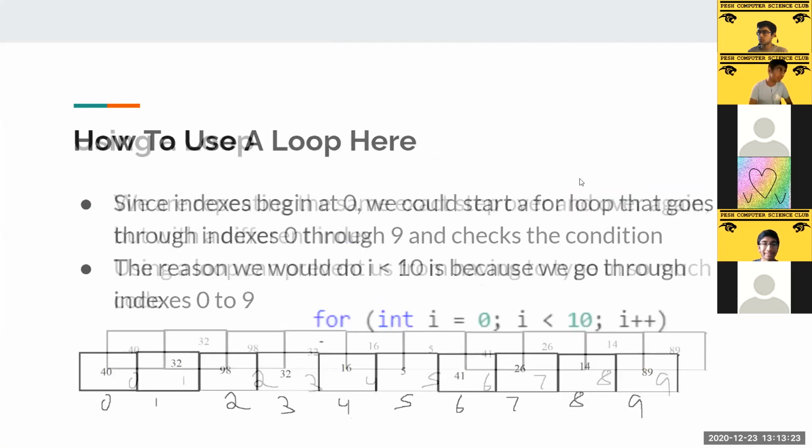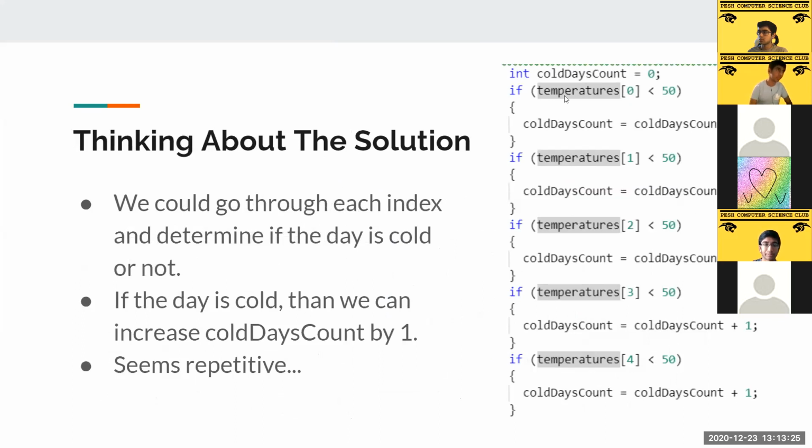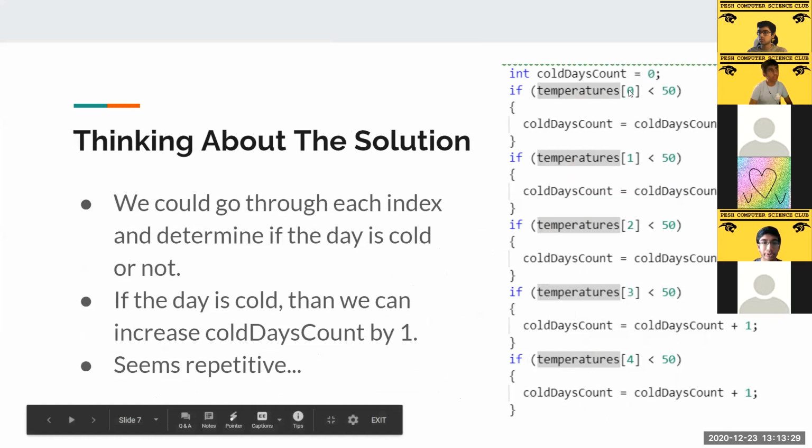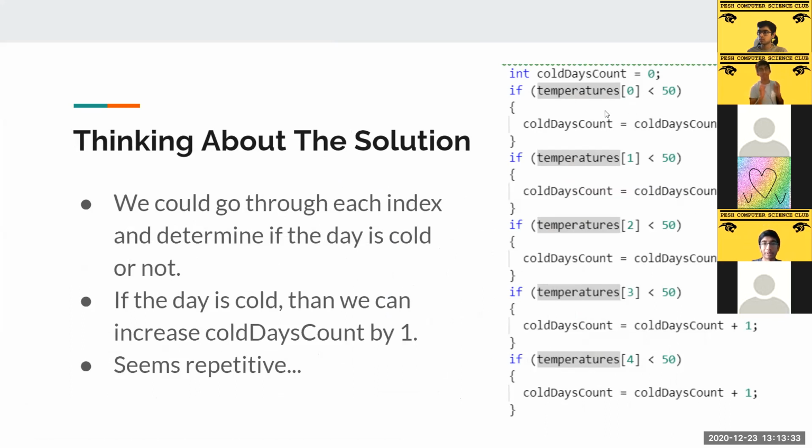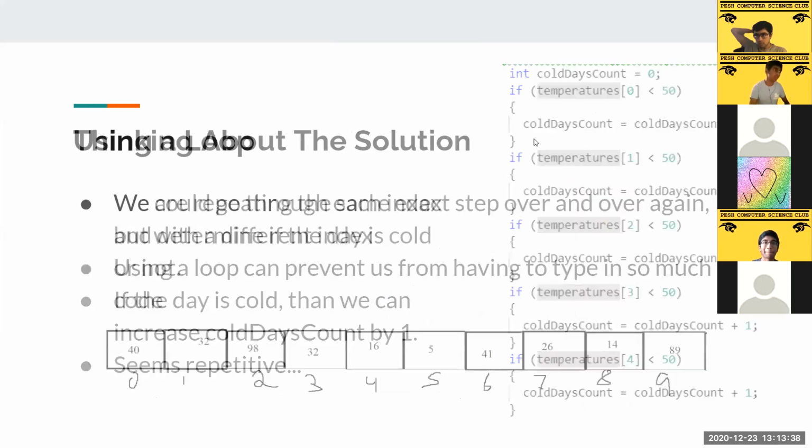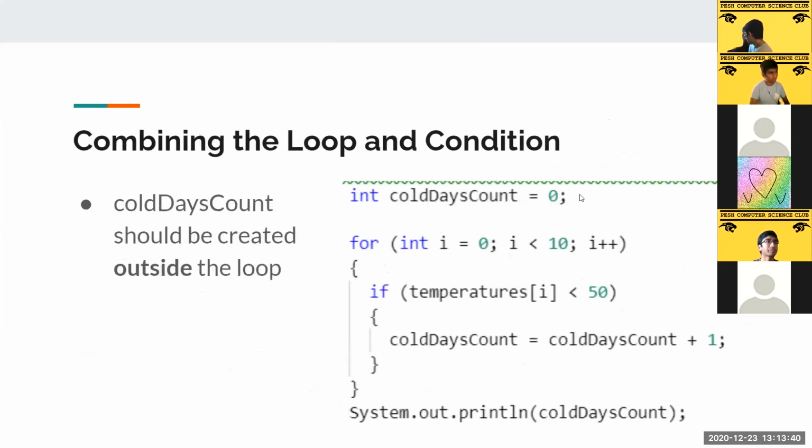So if you remember what our code looked like before, we were checking every single index, right? So what if we replaced the number 0 with I? What would happen then is we would go through every single index. And I'm going to show what that would look like if you're still a bit confused.